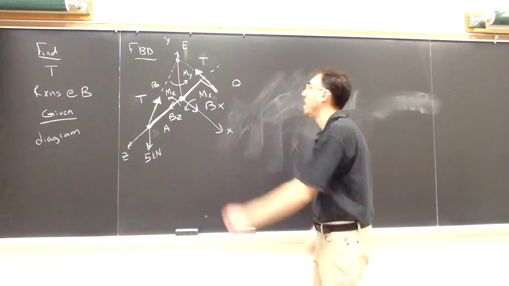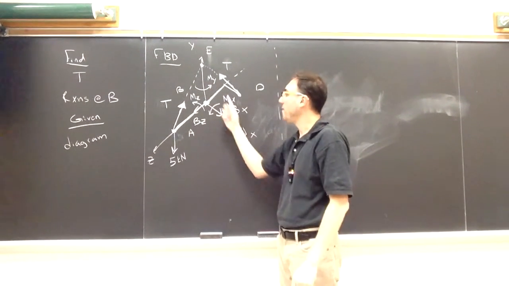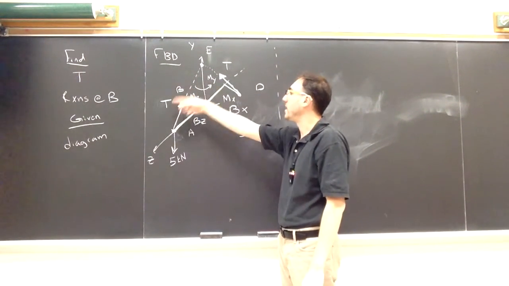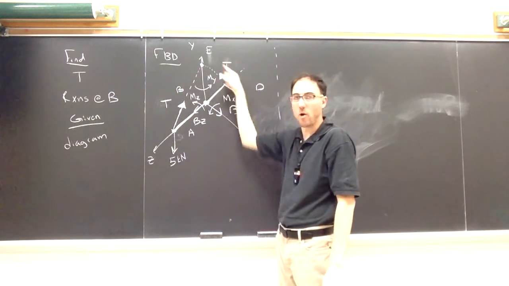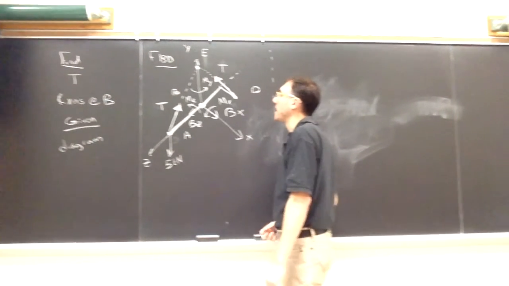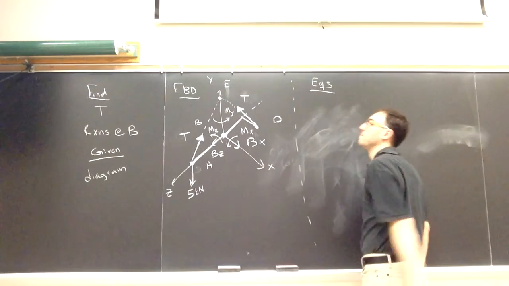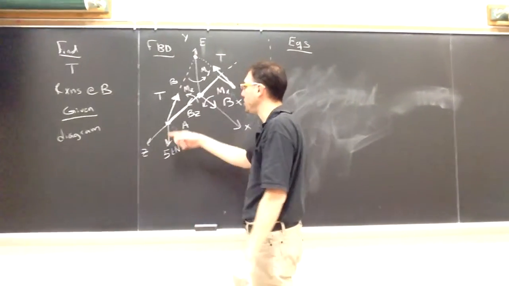If I look at my free body diagram, I'm not quite done yet, but I have 5 unknowns at B, and I have the tension in a single rope, so I have a total of 6 unknowns. What's missing from my picture in order to get to my next step, the equation step? Right, I have no dimensions here.